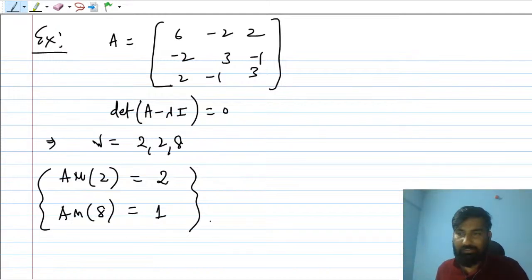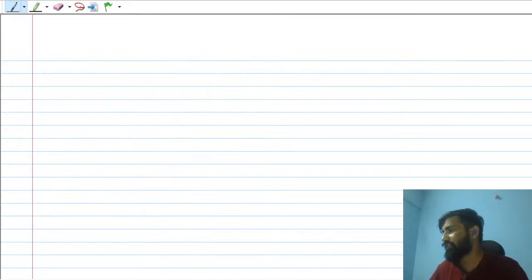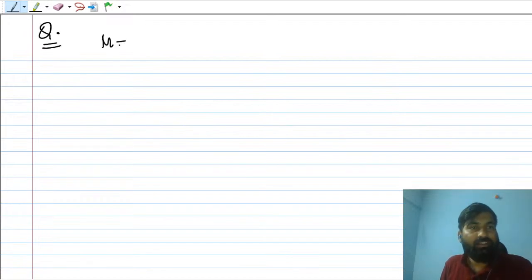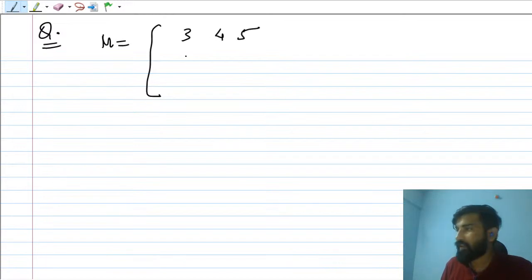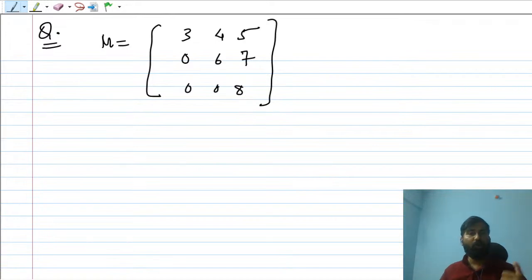Next I will take another example, so that we can also calculate the number of linearly independent eigenvectors. Suppose we have got a question, and the matrix M is given as 3, 4, 5, 0, 6, 7, 0, 0, 8. In this question, you don't have to worry about how to compute the eigenvalue. Can somebody tell me what the eigenvalue will be here? This is a special matrix, known as an upper triangular matrix.